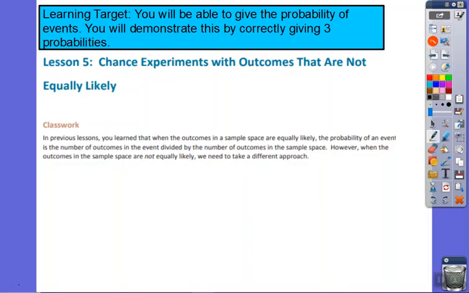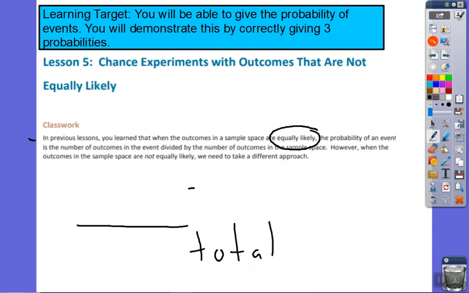Chance experiments with outcomes that are not equally likely. So in the previous lesson, you learned that when the outcomes in a sample space are equally likely, the probability of an event is the number of outcomes in the event divided by the number of outcomes in the sample space. So down here is our total number of things that could happen. Up here is the one that we want to happen, or the success.